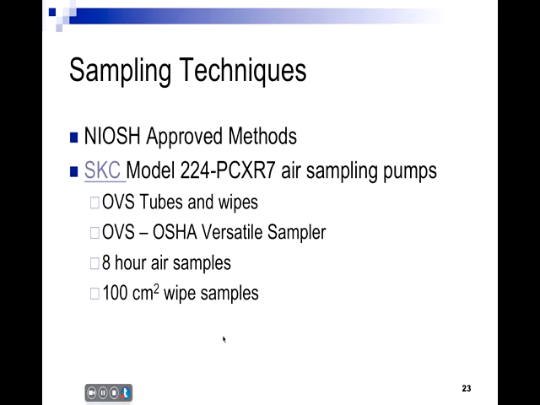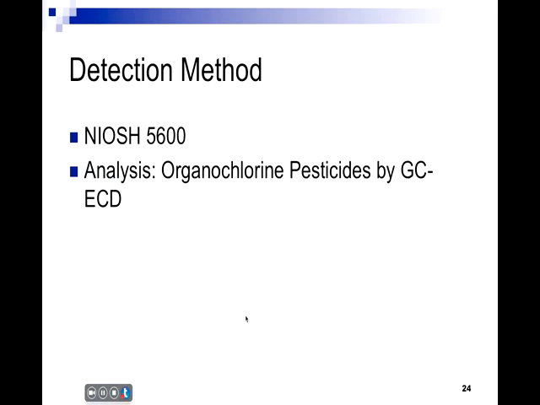We used SKC, which is a typical industrial hygiene vendor, for their air sampling pumps. We used OSHA versatile samplers, which are OVS tubes, and we collected 8-hour air samples and 100 square centimeter wipe samples. To collect the wipe samples, again, you use something like a Kleenex. It's called a chem wipe, and you have a little template that's a 10-by-10 cardboard cutout, and you put it on a surface, and you wipe that surface with the chem wipe, and then you have that sent to the laboratory later to be analyzed.